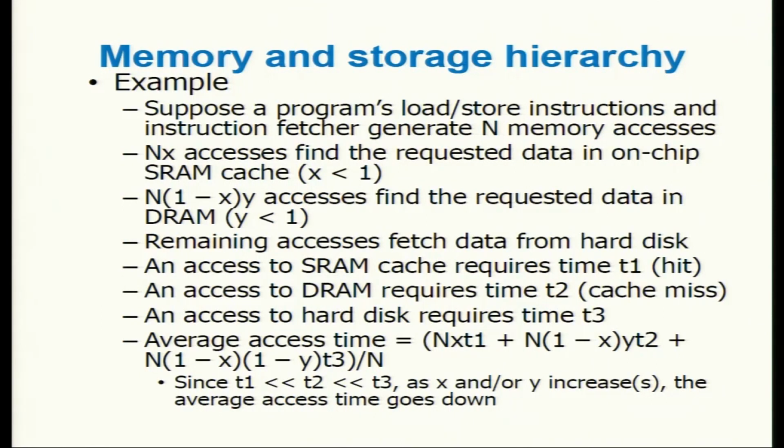If you look at this expression carefully, you'll find that since T1 is much less than T2, much less than T3, as x and/or y increases, the average access time goes down. Which means I want to have more hits in my cache and fewer page faults in my data. These two are the most fundamental things that I want to exercise when I design my cache or my data.